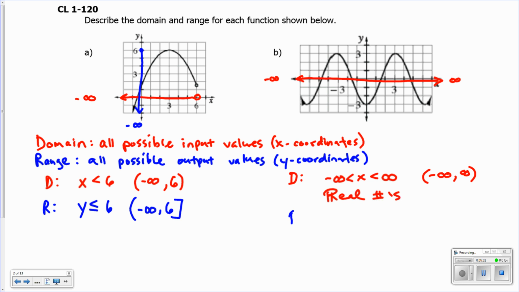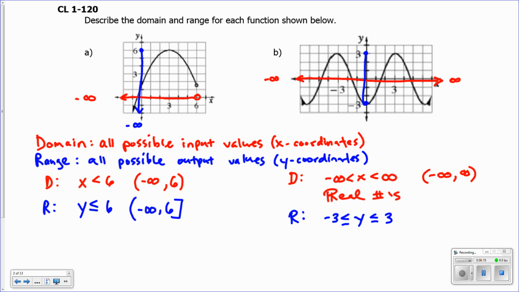Let's talk about the range now. If we look at the shadow that it would leave on the y-axis, the highest point of the shadow would be up here at +3, and then it would extend all the way down to -3 down here. So those are the only y-coordinates we'd see out of any of our points, in which case y is greater than or equal to -3. I'm sorry, I said that backwards. And it's going to be less than or equal to +3.